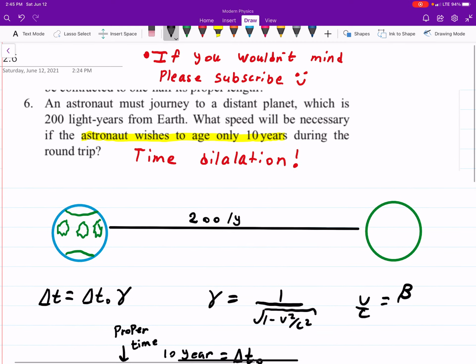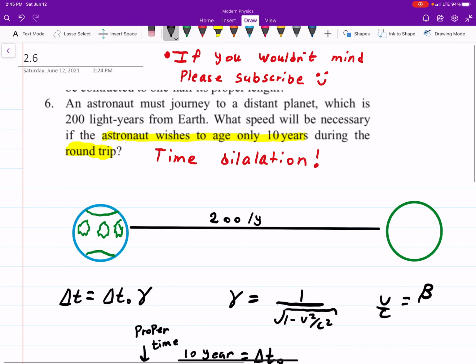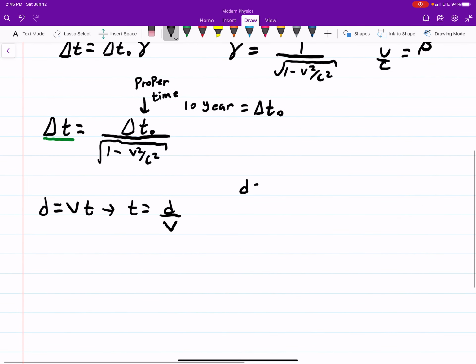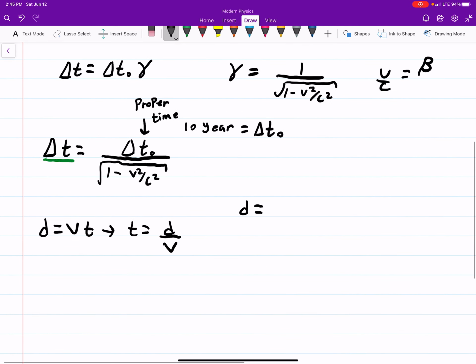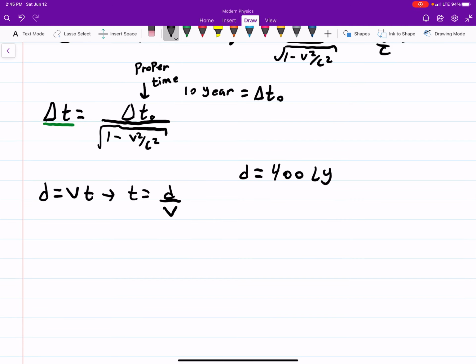Now, one thing to keep in mind, and this got me, I think, when I took this class, this was a question I saw on homework, is it's a round trip. So I kind of just plugged in numbers blindly, and I said the distance was 200 light years. Well, that's from the Earth to this distant planet. But if you're going there and back, then the distance is actually 400 light years. That's what the LY stands for. So nothing too crazy there. That'll just be, I guess, a wording question you can consider.